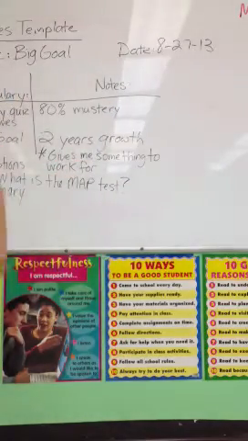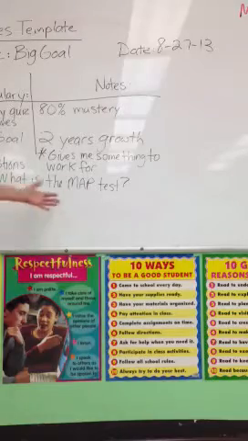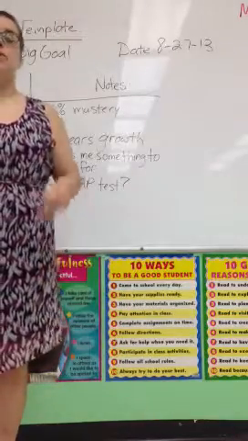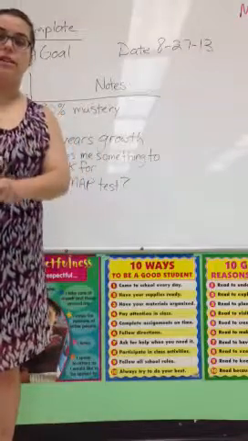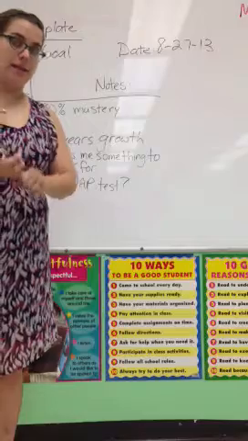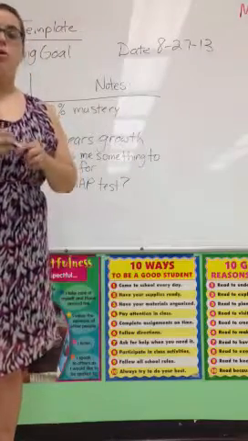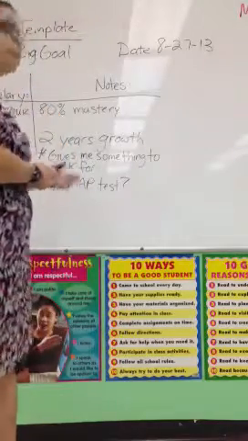Okay, and then a summary of today's lesson might be it's important to have goals because you have something to work for. In science, we have goals around mastery quizzes and we have goals around the MAP test. So you can take a moment to write down your summary of today's lesson.